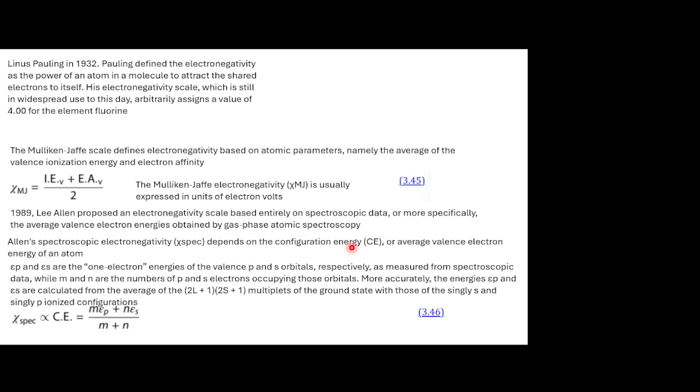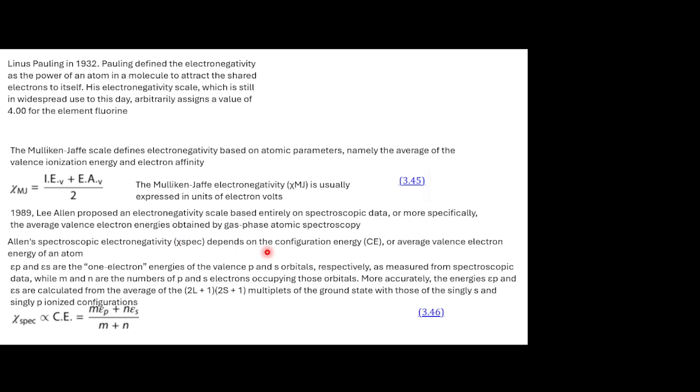And so Allen's spectroscopic electronegativity depends on the configuration energy, which is CE, or average valence electron energy of an atom. Okay. And so epsilon is this small e looking thing. So I'm just going to say EP and ES if everybody's okay with that, just because epsilon is a lot more work. So this is the one-electron energies of your valence p and s orbitals.